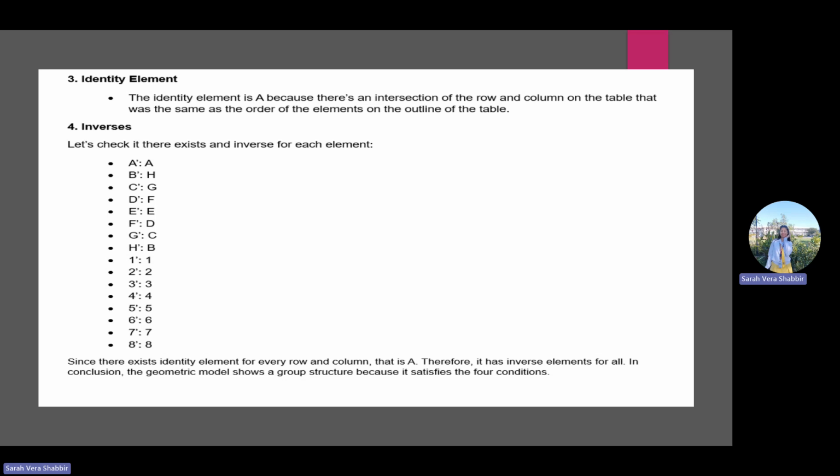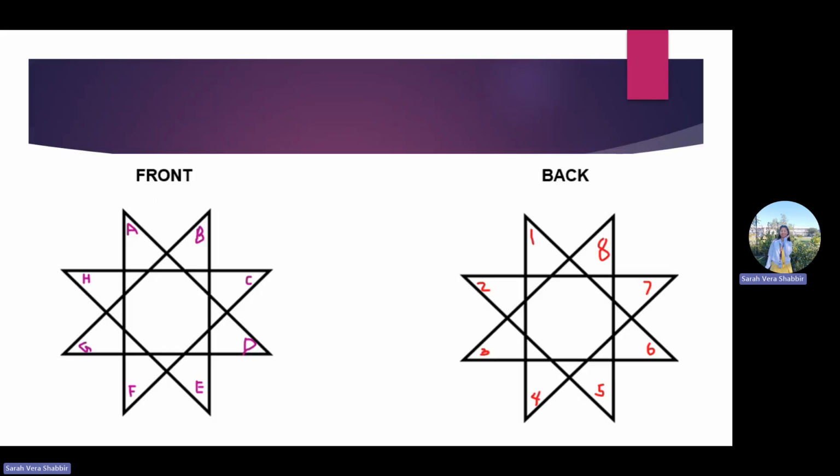In conclusion, the geometric model shows a group structure because it satisfies the four conditions. So after this video, we have verified that the BoomSun prism forms a group.